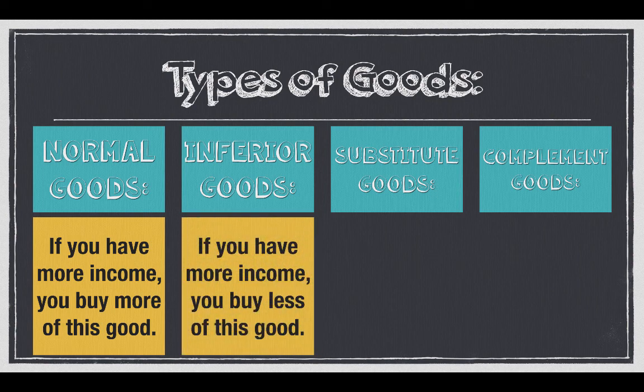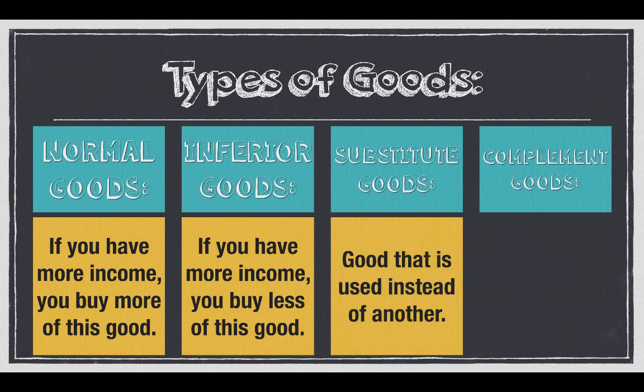Inferior goods are ones where if you have less income, you're going to buy more of them, and if you have more income, you're going to buy less of them. So think of normal goods as what you would normally eat, and think about inferior goods as what a typical college student diet is. Instant ramen and easy mac, and that's an important thing to look at. A substitute good is a good that I can use instead of another.